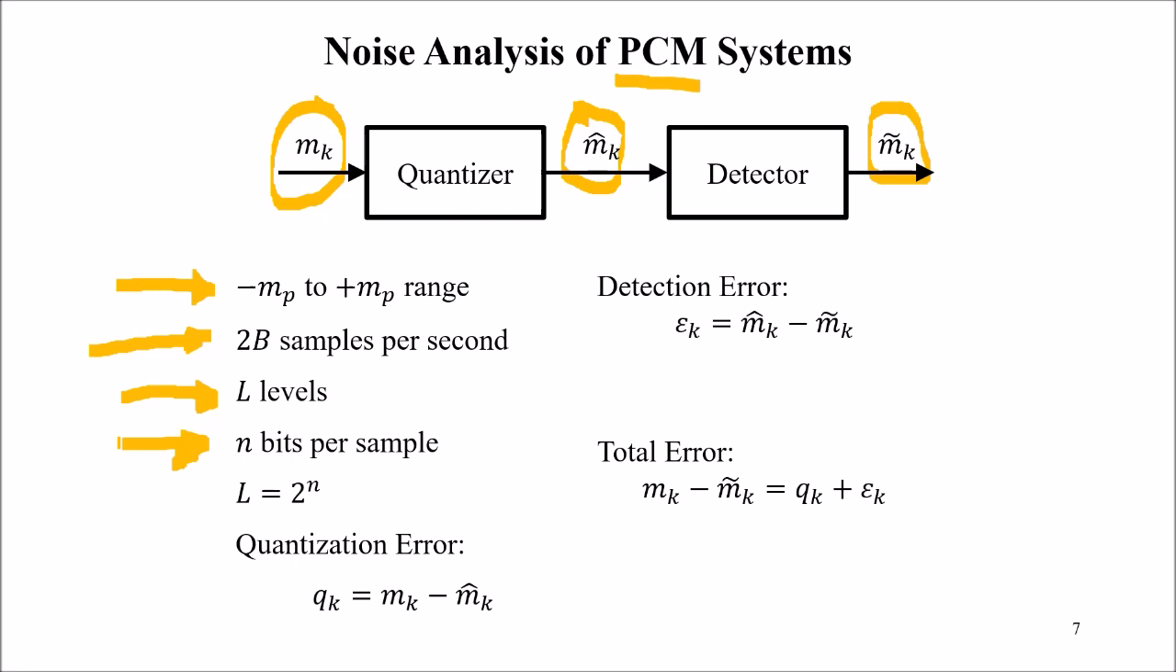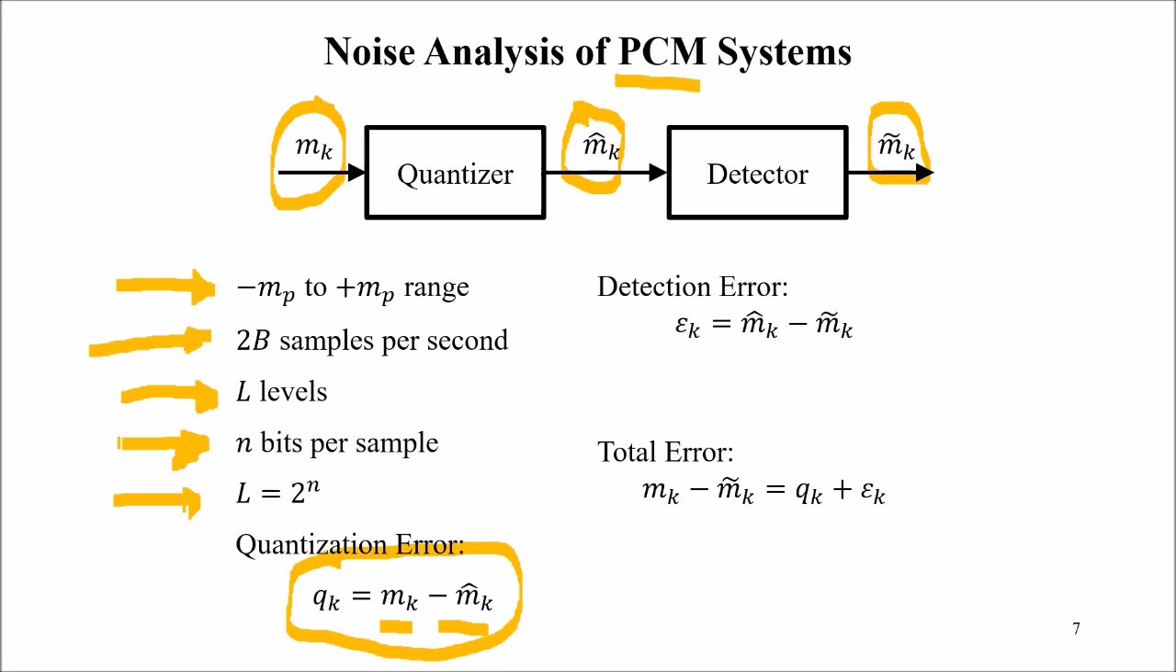We're turning it into a binary number, so we have to have a certain number of bits per sample. That makes the number of levels always a power of 2, 2 to the power of N. And in the quantization process, there is always quantization error. That error is found by taking MK and subtracting M with a hat K. So this is the actual sampled value minus its nearest standard value. The difference between those is the error.